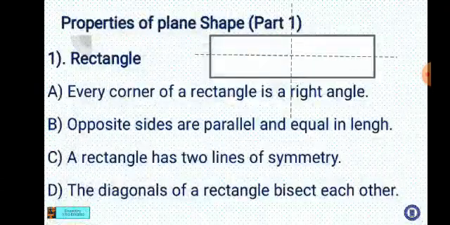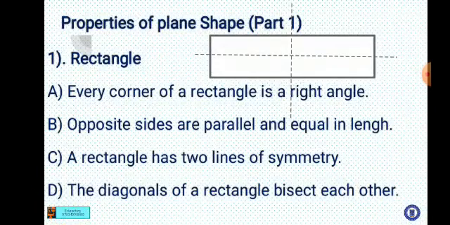Now, properties of plane shapes. Properties, that is what makes it to be. The first one we are going to look into is rectangle. What makes this shape to be called rectangle? Every corner of a rectangle is a right angle, and the right angle is an angle of 90 degrees. Opposite sides are parallel and equal in length. A rectangle has 2 lines of symmetry.